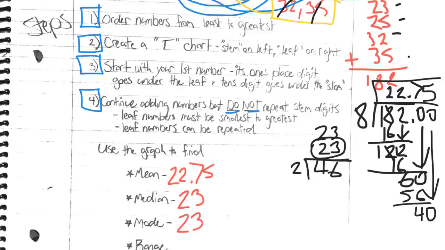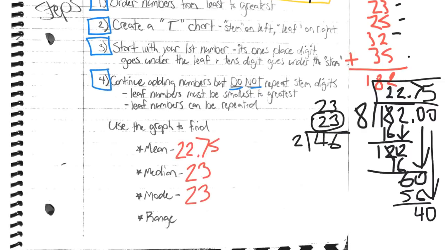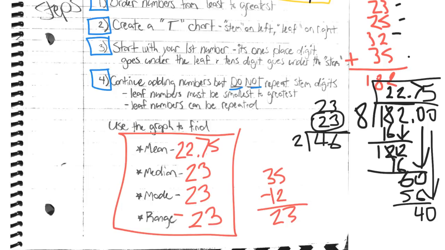Last step is our range, or our difference. So we have to find our biggest number and our smallest number. Our biggest number was 35. Our smallest was 12. So we're going to have to subtract. And we get, oh, that's so funny. That does not always work like that. Our range, or our difference, is also 23. So we found our mean, median, mode, and range.